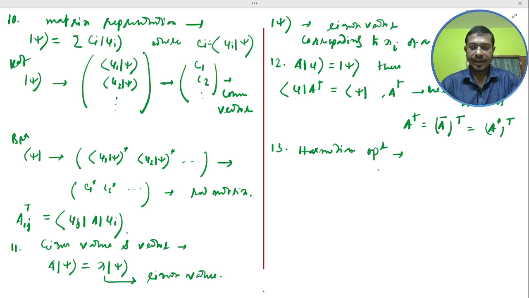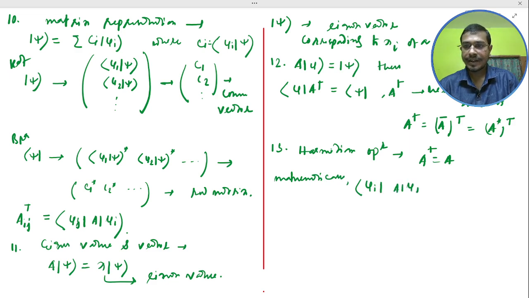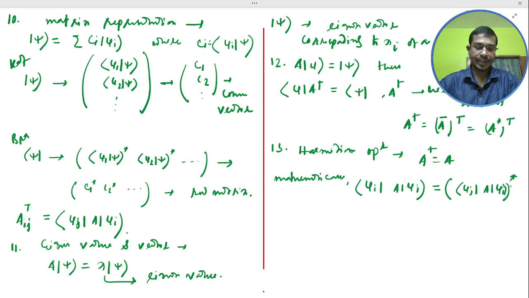An operator is said to be Hermitian if A dagger is equal to A. Simple, in matrix form. This is the definition. Mathematically, it is written as ⟨phi_i|A|phi_j⟩ is equal to ⟨phi_j|A|phi_i⟩ conjugate.